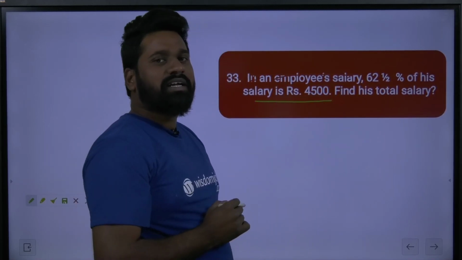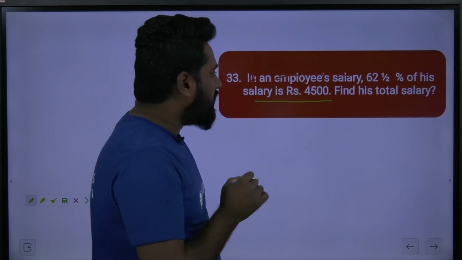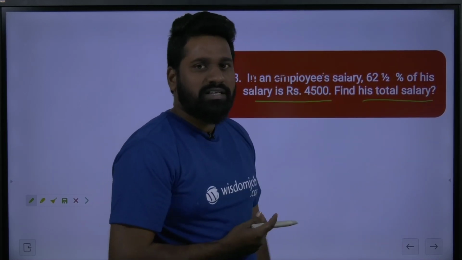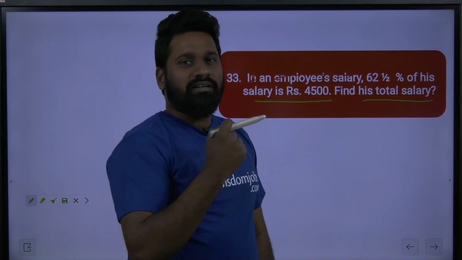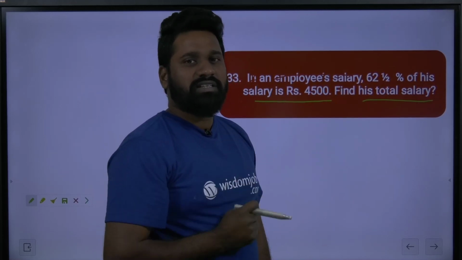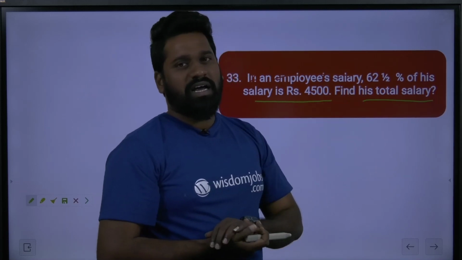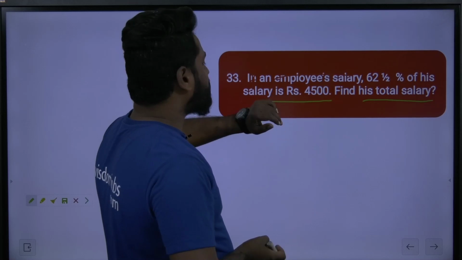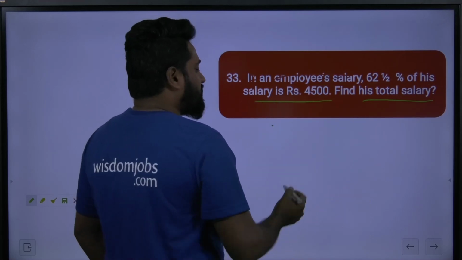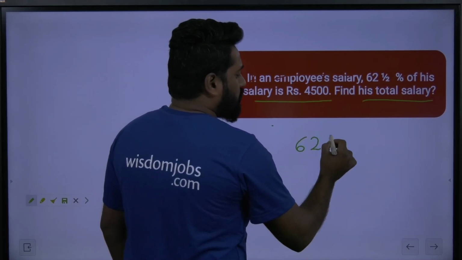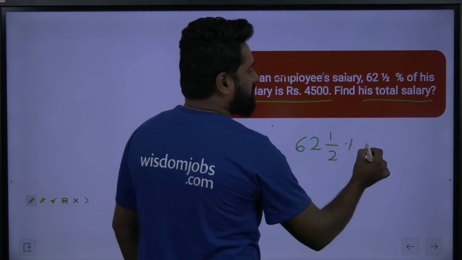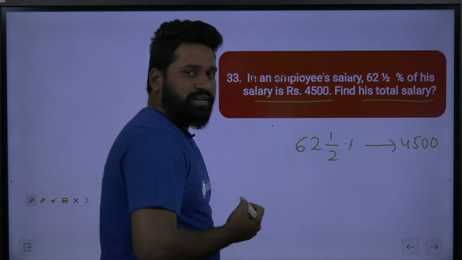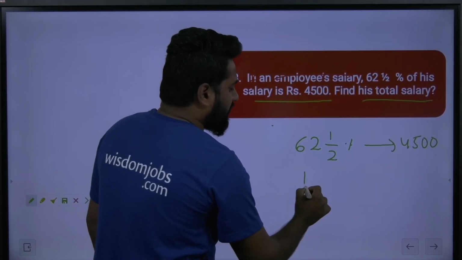62.5% of the salary is given, that is 4,500 rupees. Now he is asking to find his total salary. Just now we discussed that whether it is total, entire, or initial, we can always find it for 100%, right? Because 62.5% is already given as 4,500, I am writing that: 62.5% which is given as 4,500. Now I am finding 100%.